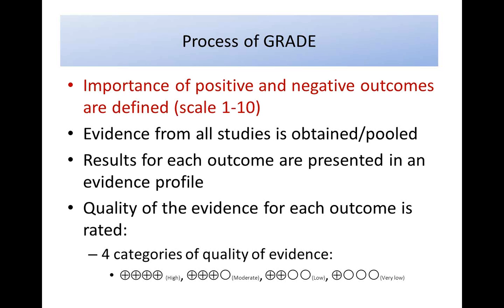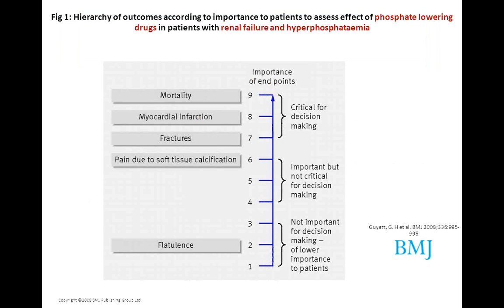The importance of positive and negative outcomes. So this is what it looks like, looking at, for example, one example I've got here, phosphate-lowering drugs in patients with renal failure and hyperphosphatemia. What's probably been the most important is probably mortality, so that's been ranked with 9. The numbers don't mean anything, they just enable us in the end to come up with this ranking system.